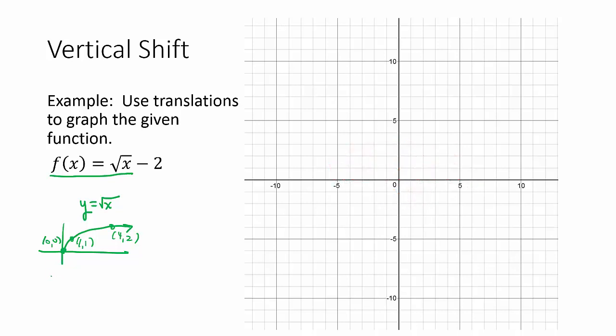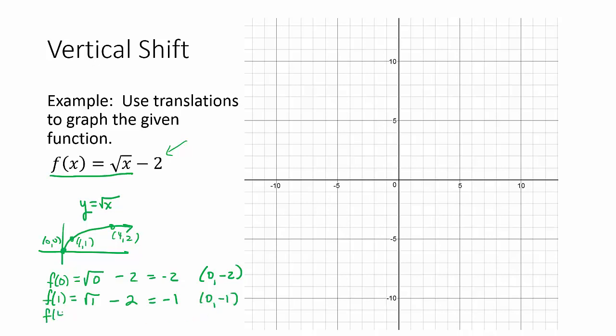Okay, so instead of making a little t-chart with x's and y's, I'm going to use function notation because we're supposed to be using function notation now. So what is f of 0 going to be? Square root of 0 minus 2 is negative 2. That's the same as saying that this function goes through 0, negative 2. What is f of 1 going to be? Square root of 1 minus 2 is negative 1. So 1, negative 1. What is f of 4 going to be? So we have square root of 4 minus 2. What's that? 0. So it goes through 4, 0.